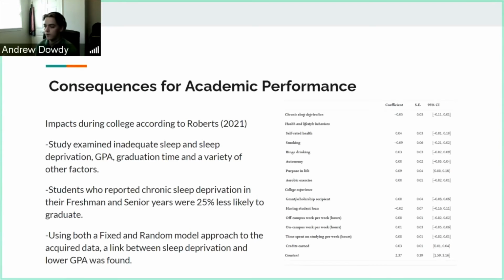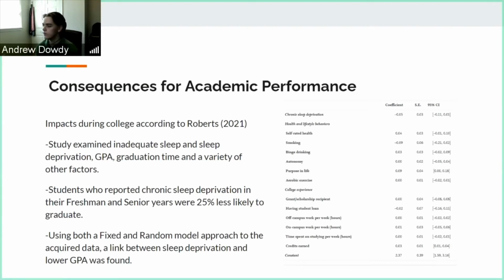The first thing to say is that they found that students who reported chronic sleep deprivation in their freshman and senior years were 25% less likely to graduate, and that students who reported chronic sleep deprivation solely in their senior year were 40% less likely to graduate. In addition to this, regardless of whether they modeled the data using a fixed or random model approach, they found a negative correlation between chronic sleep deprivation reported and GPA from the institution.